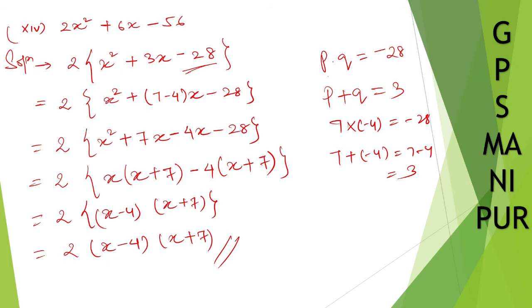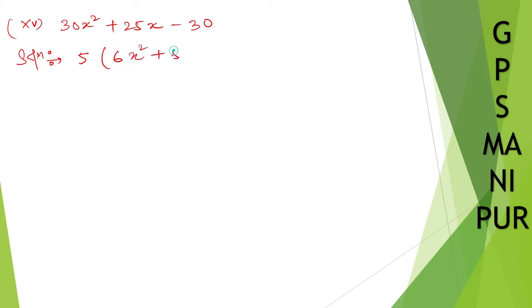Now we'll do Roman number 15, xv. We have 30x squared plus 25x minus 30. Solution: 30x squared. Now again you can take common, the common will be 5. Take 5 common. So 5 times 6 is 30x squared, plus 5 times 5 is 25, x, minus 5 times 6 is 30.